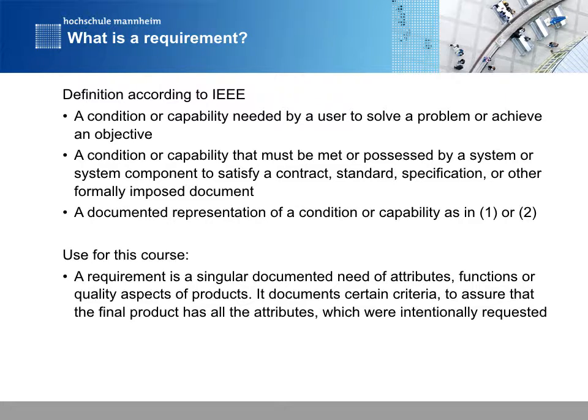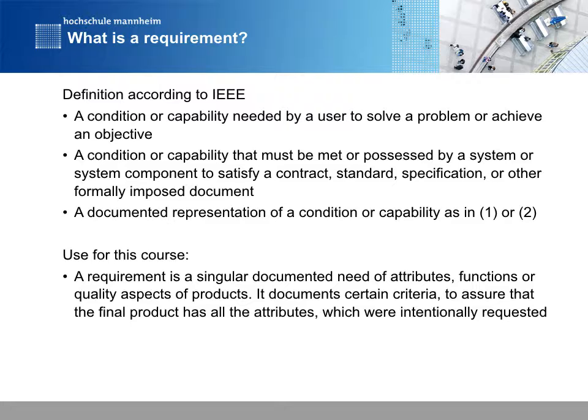So a requirement, according to the IEEE, is a condition or capability needed by a user to solve a problem or achieve an objective delivered by software. So a condition that is a non-functional or a capability is a functional requirement. A condition or capability that must be met or possessed by a system or system component to satisfy a contract, standard, specification, or other formally imposed document. Or a documented representation of a condition or capability as in 1 or 2.